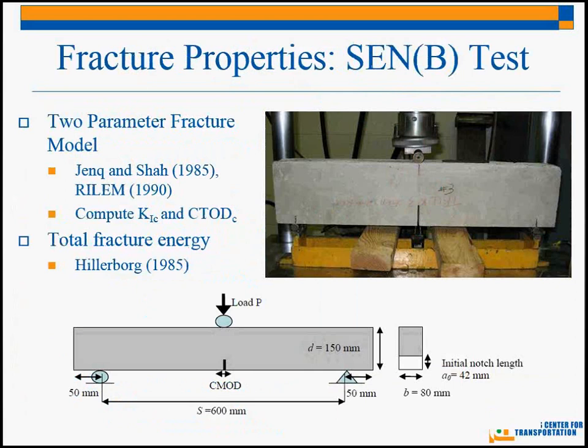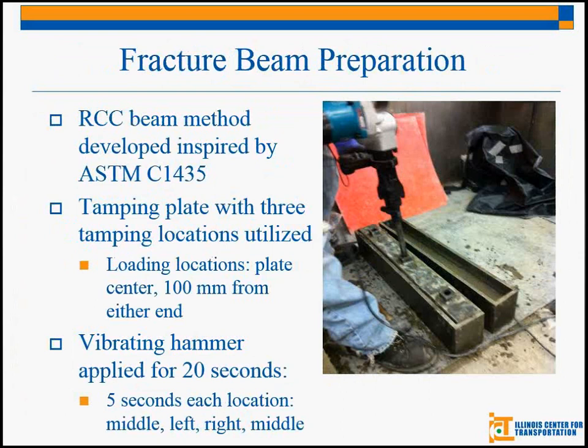To determine the fracture properties, we followed the SEMB test, and that's the setup there. And as you can see, we're using beam specimens, and that presents a problem since there is no standard for creating beam specimens that are RCC. And that's where we helped make our own procedure for making these specimen beams. We really tried to follow the ASTM standard for making cylinder specimens as best we could. So we made this plate, and then we used the vibratory hammer to compact it using those three spots that are shown there.